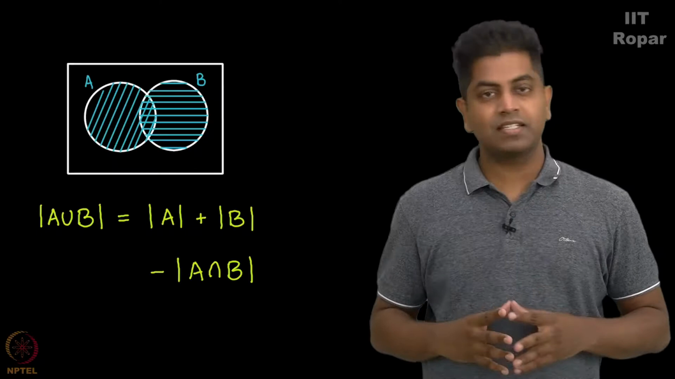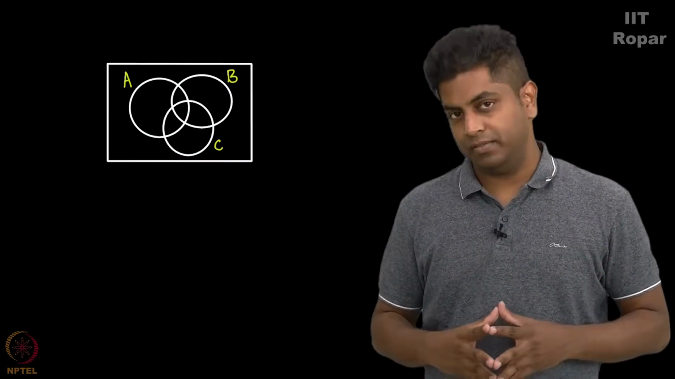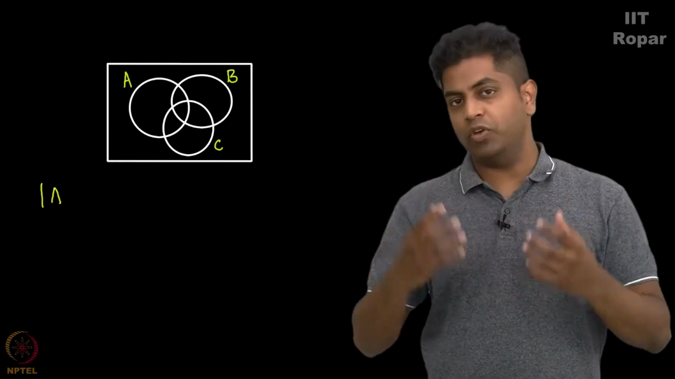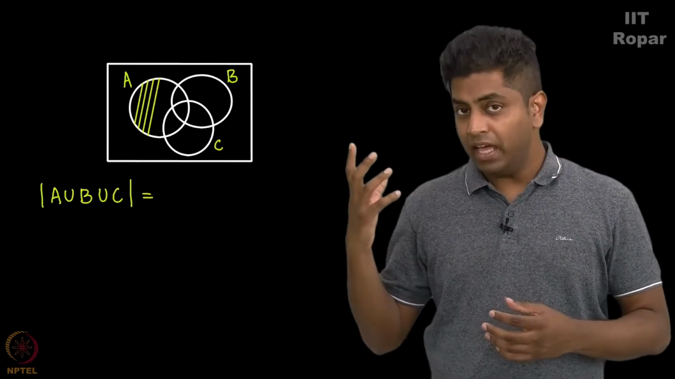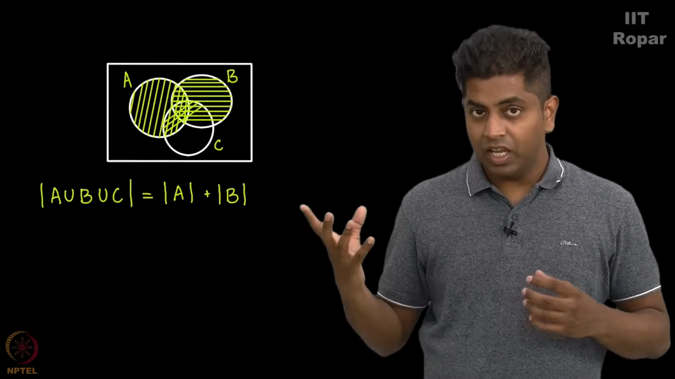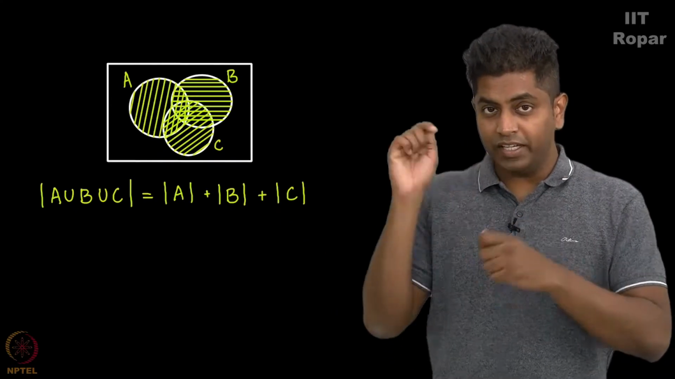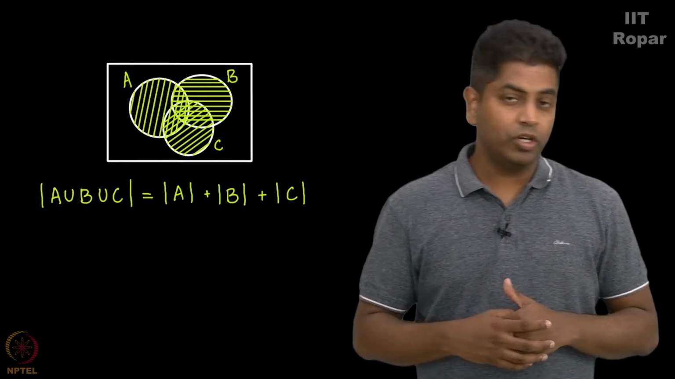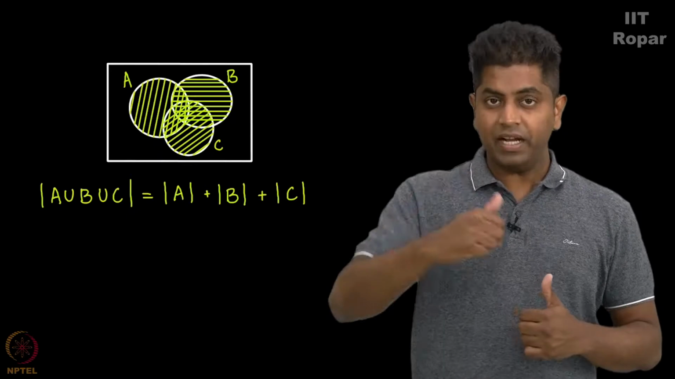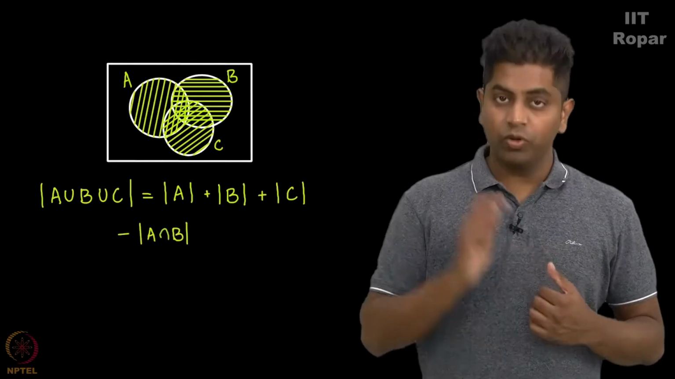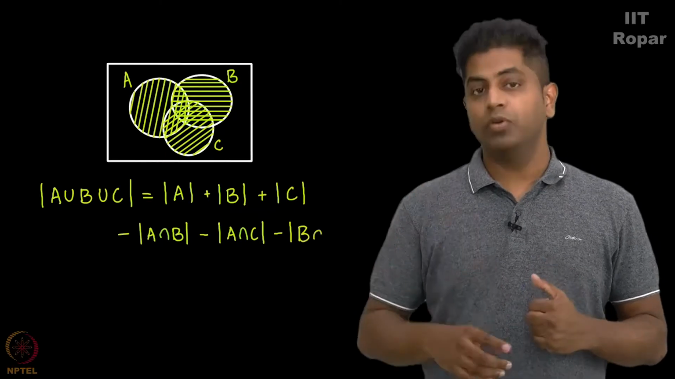For three sets, the formula becomes a little complicated. The number of elements in A union B union C is the number of elements in A plus the number of elements in B plus the number of elements in C. You did a whole lot of counting twice of some entities here. It's only obvious from the diagram. So what you do, you counter it. You subtract A intersection B, subtract A intersection C and subtract B intersection C.